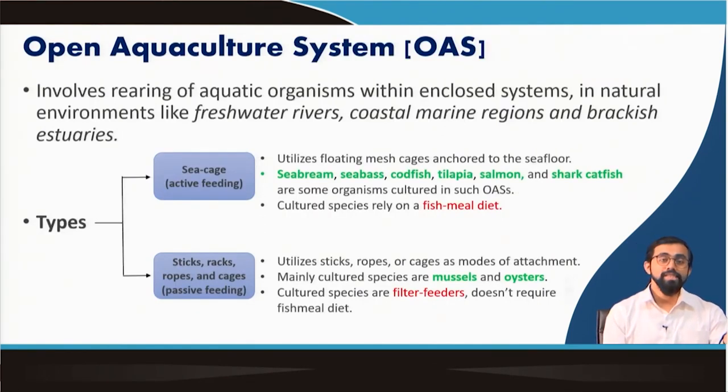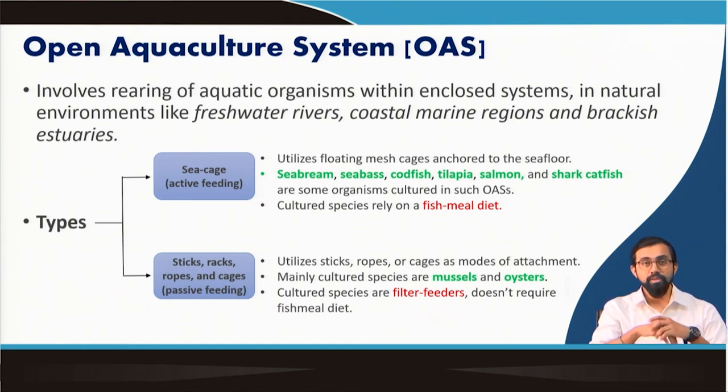There are open aquaculture systems, or OAS in short. This involves the rearing of aquatic organisms within enclosed systems, but in a natural environment, say in freshwater rivers, coastal marine regions, brackish estuaries, etc. What we normally do is develop a proper cage or pen culture, or rope, even sticks are involved. We use these kinds of structures in the natural ecosystem and try to grow our target aquatic organisms.